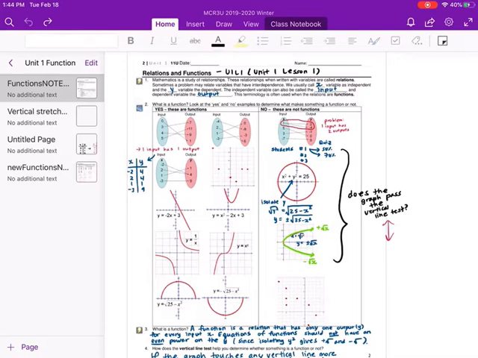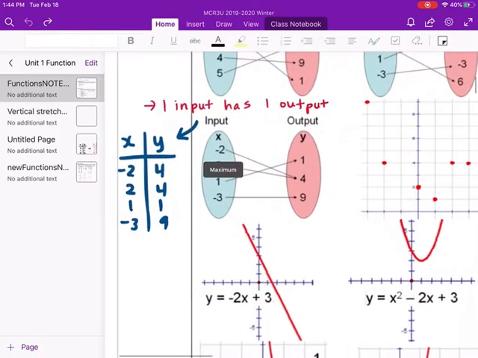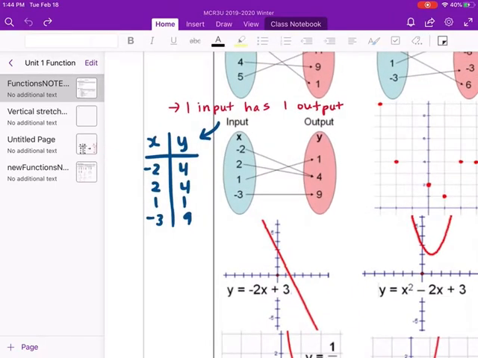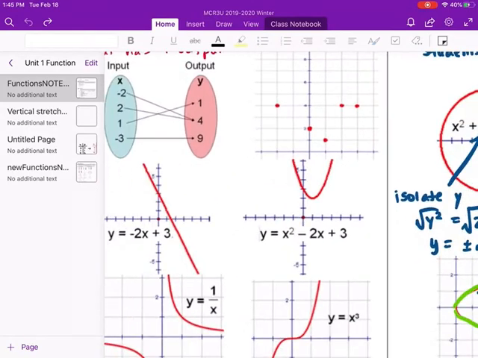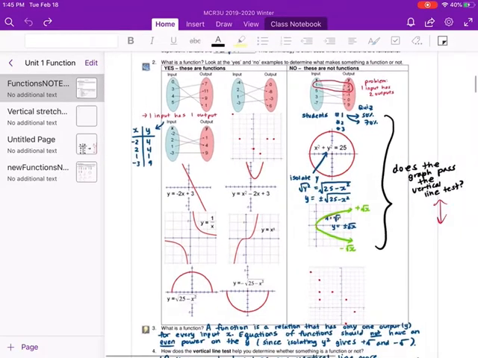There are situations where you may have two different inputs that get you the same output, and that's okay. Such as here. If you rewrite this as a table of values, for -2, you get a 4. For 2 as an input, you get a 4 as the output. That's okay, because that's like if you have a parabola. So at x equals 0, I get 3, and at x equals 2, I get y equals 3, and that's okay. So those on the left are examples of functions.